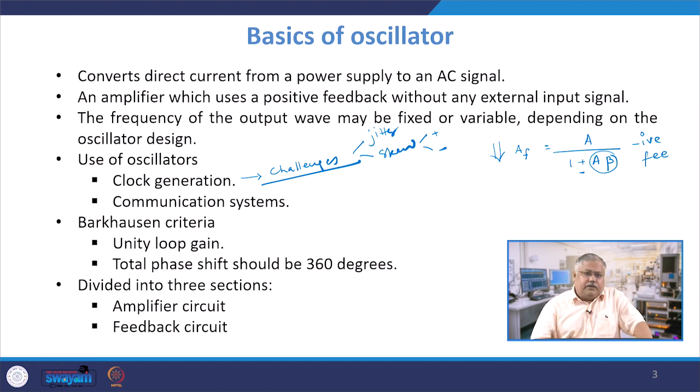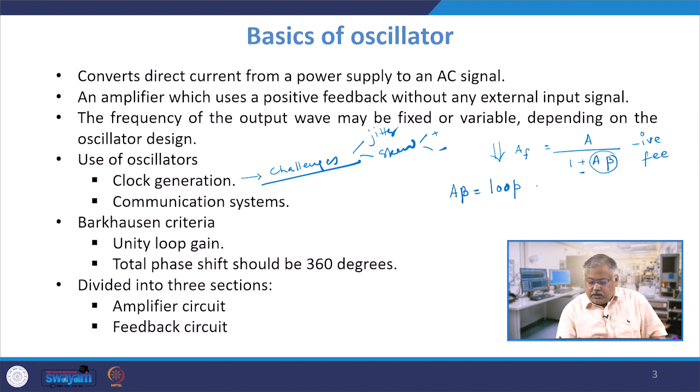You are also aware that for oscillation to be true, the Barkhausen criterion has to be met, implying that the unity gain loop has to be there. Unity gain loop, this is known as the loop gain. A into beta is defined as the loop gain. This is the loop gain.